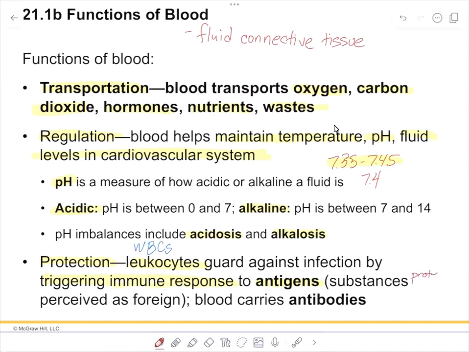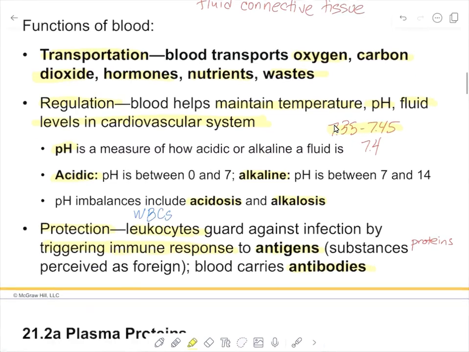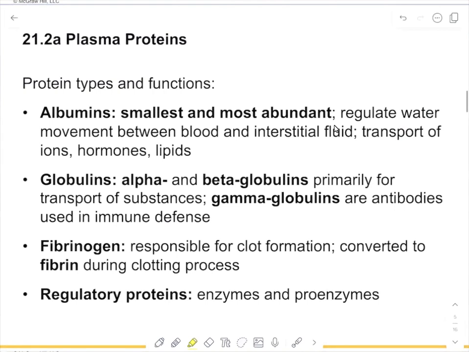And we'll talk more about those as well because all of our red blood cells have antigens on them. Blood also carries small proteins called antibodies, which would attack foreign antigens. So the plasma proteins, which are present in the plasma, include these 3: albumins, globulins, and fibrinogen. The albumins are the smallest and most abundant of the plasma proteins. They're very important for regulating water movement between the blood and interstitial fluid, also the transport of ions, hormones, as well as some lipids.